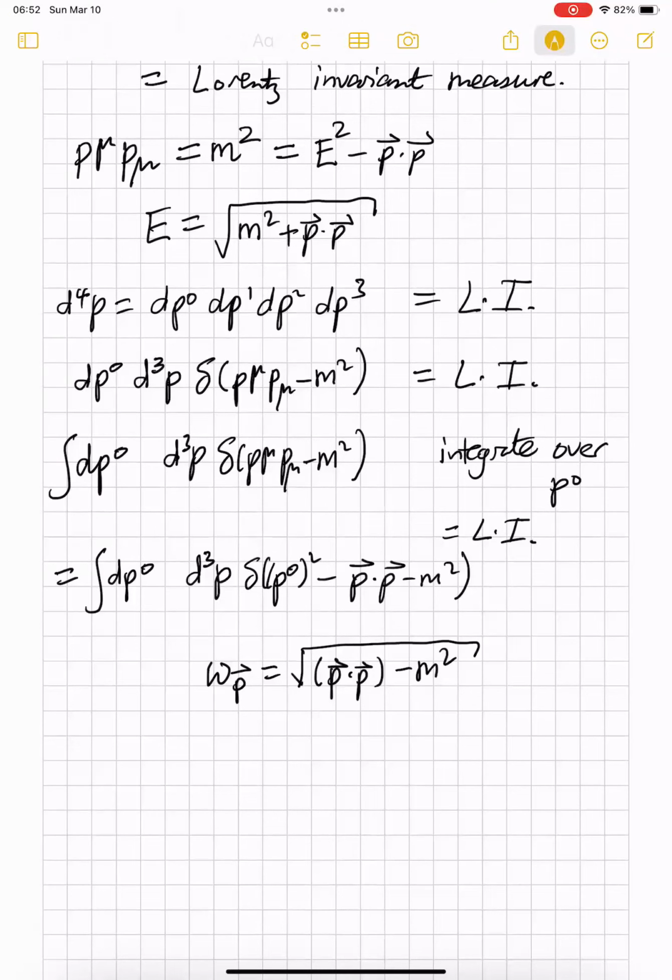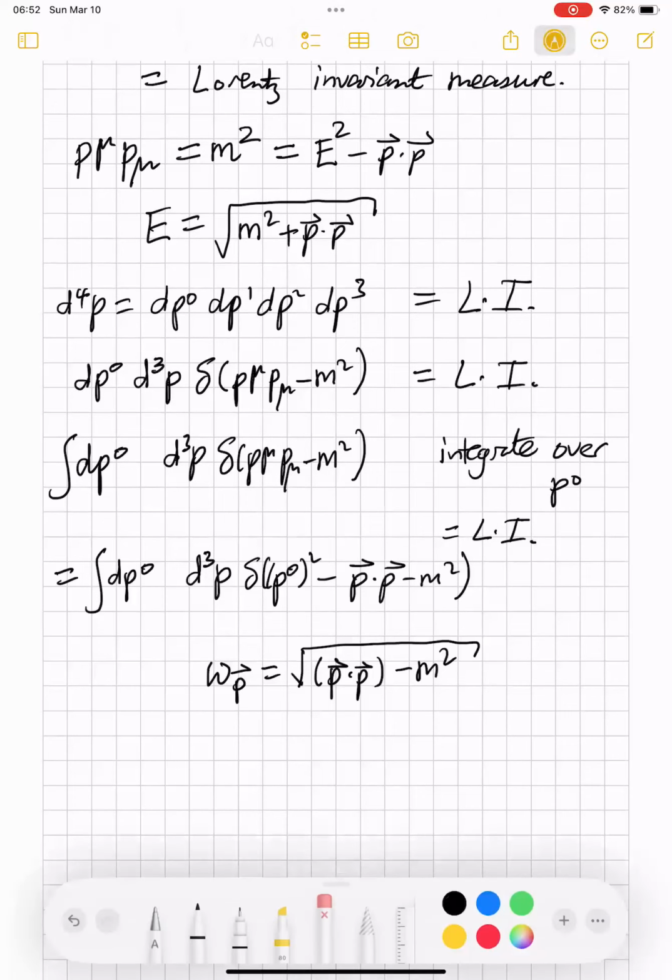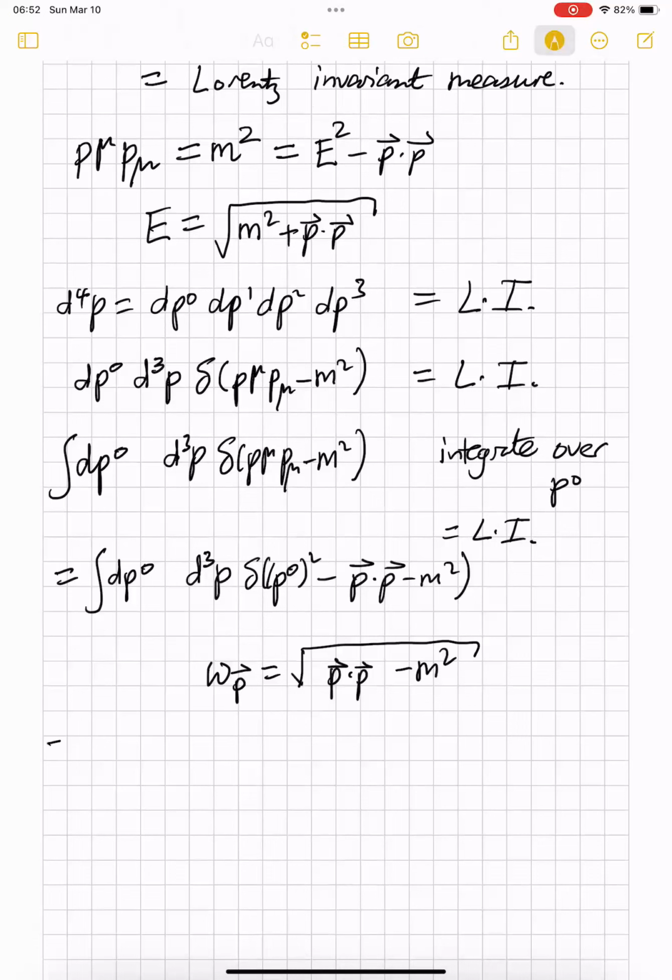Okay, that is always what I will write. Oh, let me just tidy this formula up a little bit. These brackets are certainly not needed. Good. And now I can write this as an integral dp naught d3p, and we've got delta of p naught squared minus omega p squared.